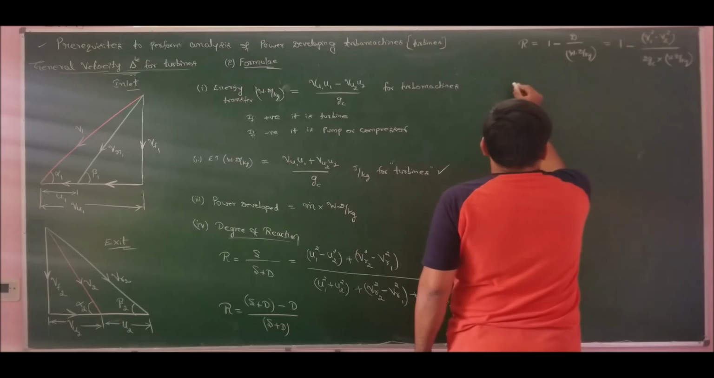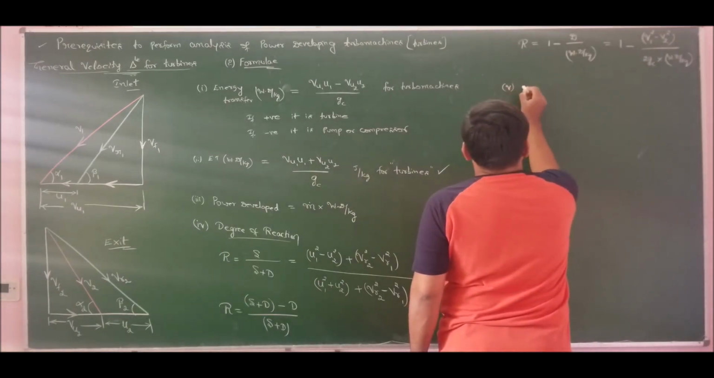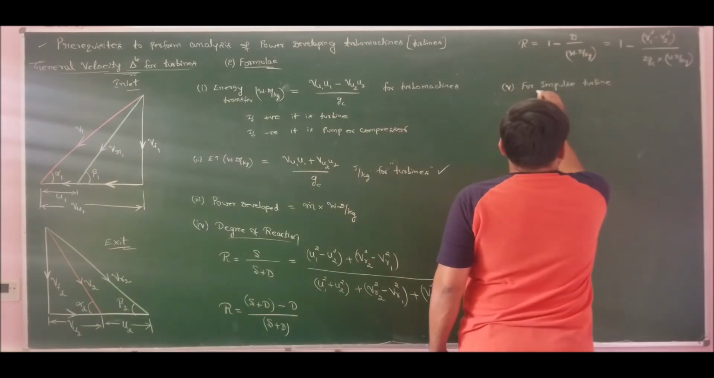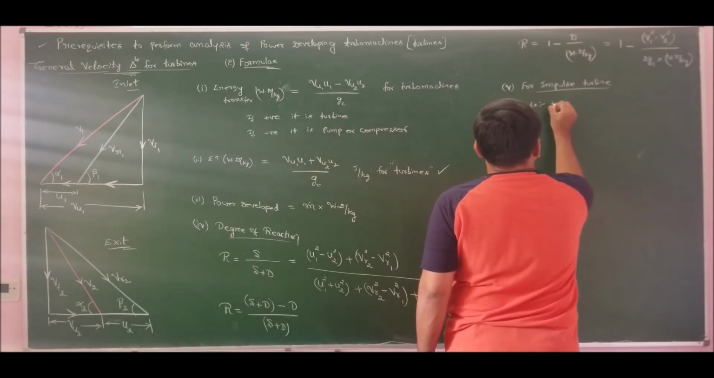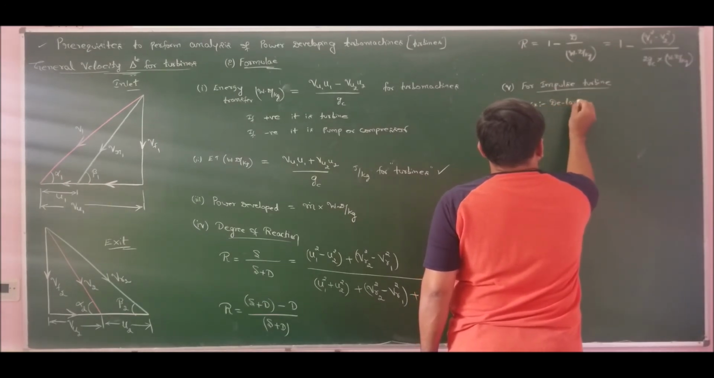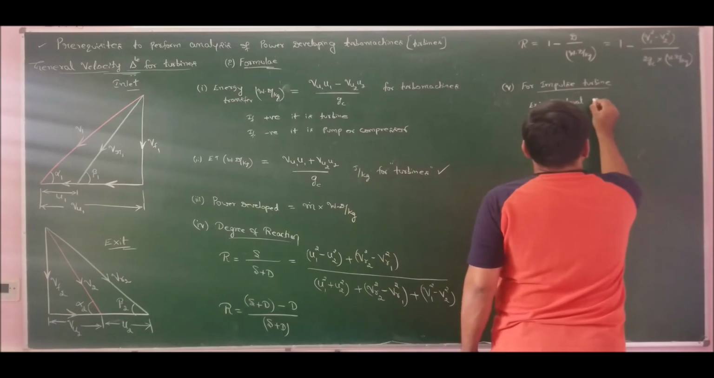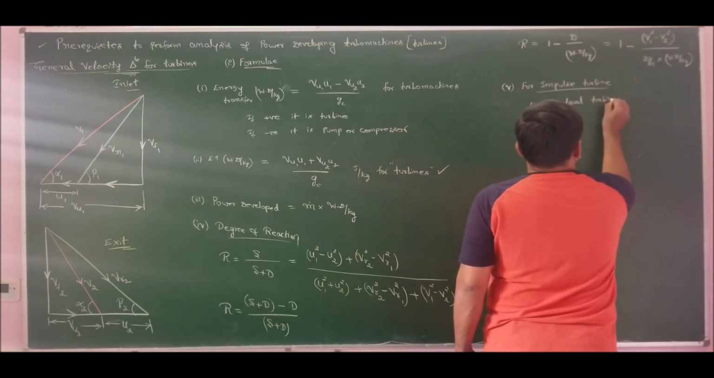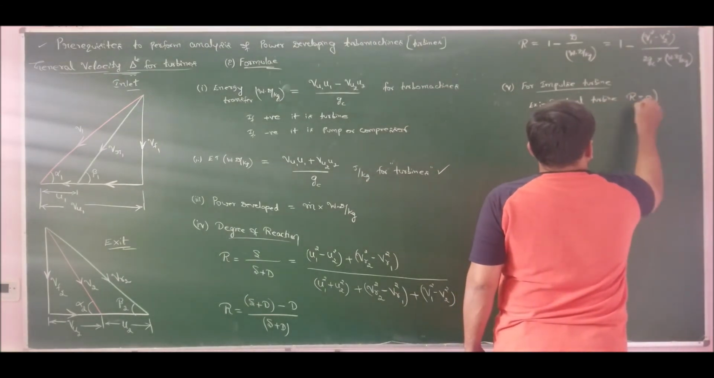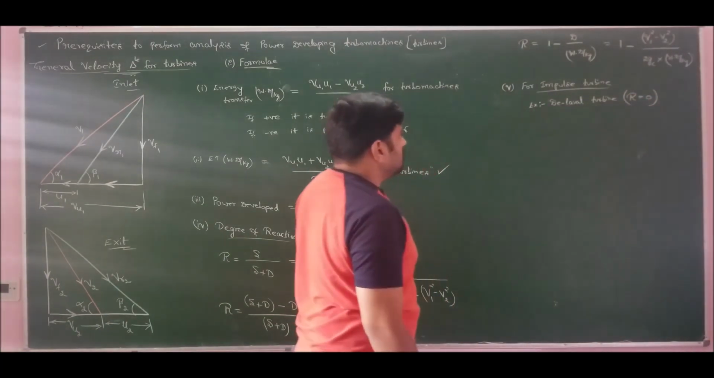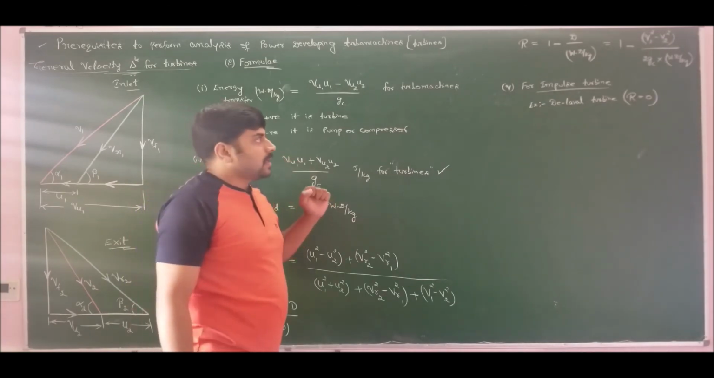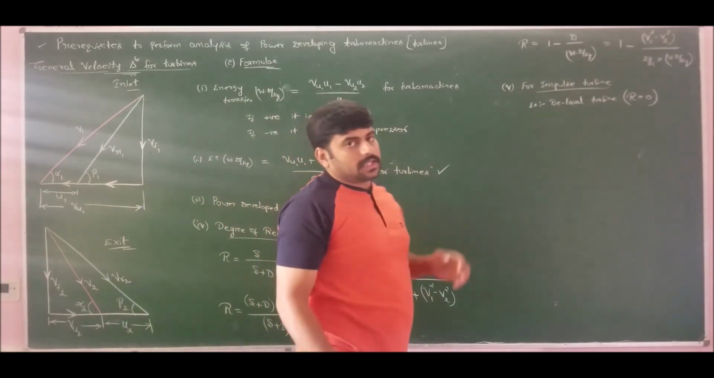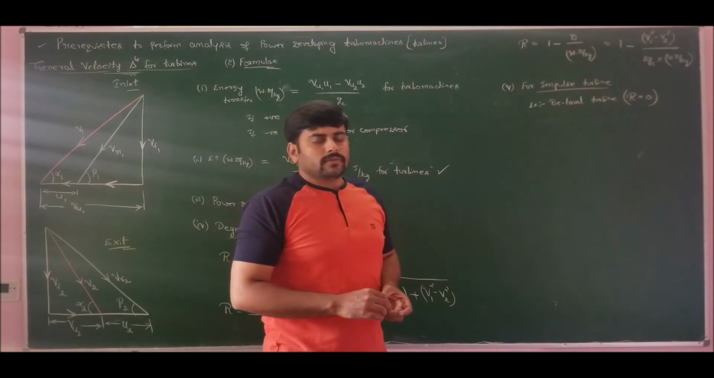Now, in case 5, for impulse turbines, a very good example for impulse turbine is the De-Laval steam turbine. For the De-Laval turbine, the degree of reaction is 0. This is because the change in pressure is observed only in the stator, whereas the pressure remains constant in the rotor when fluid flows.